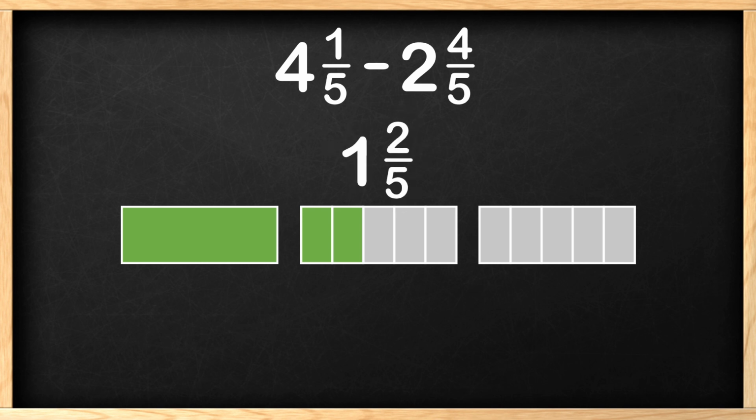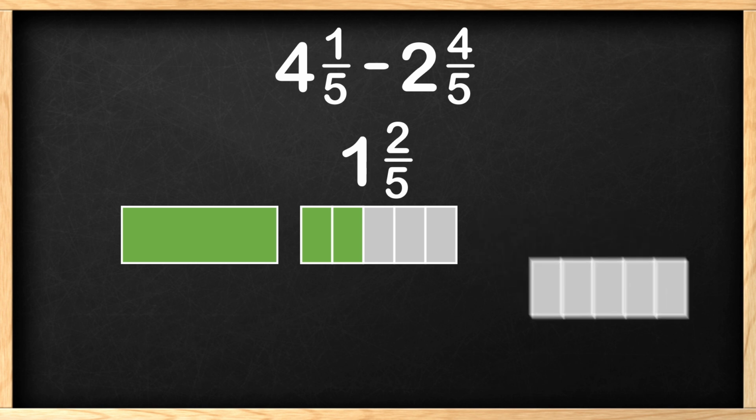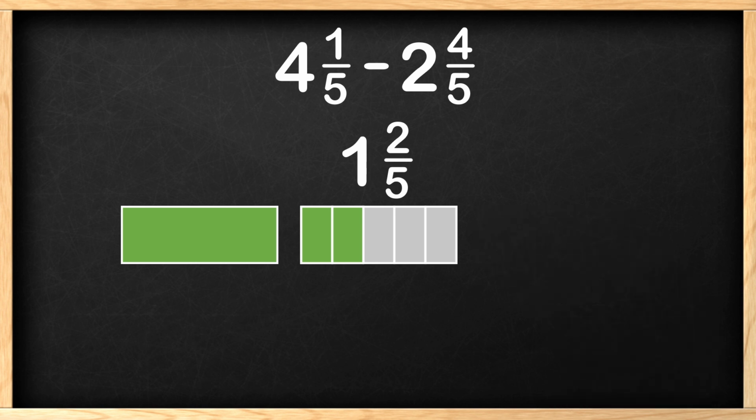And we can get rid of the empty rectangle since nothing is shaded. Fantastic! You did a great job modeling the problem, but what does it look like in written form?